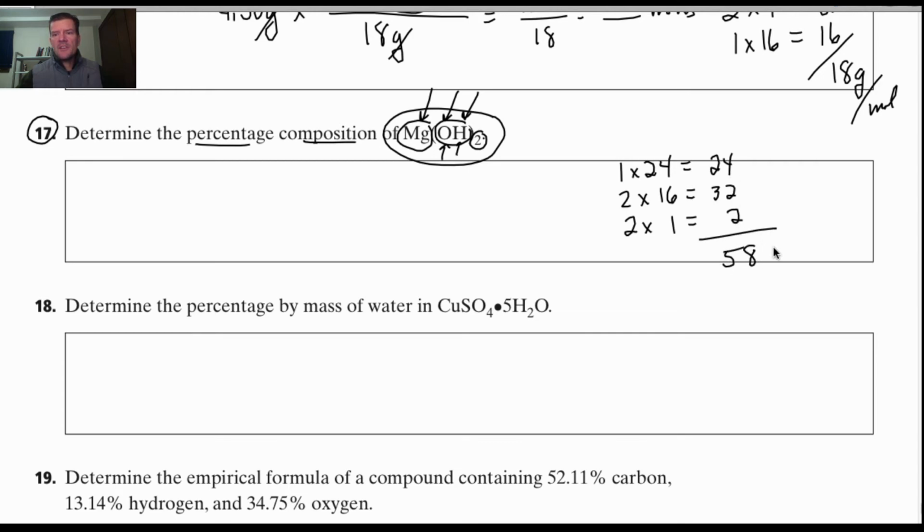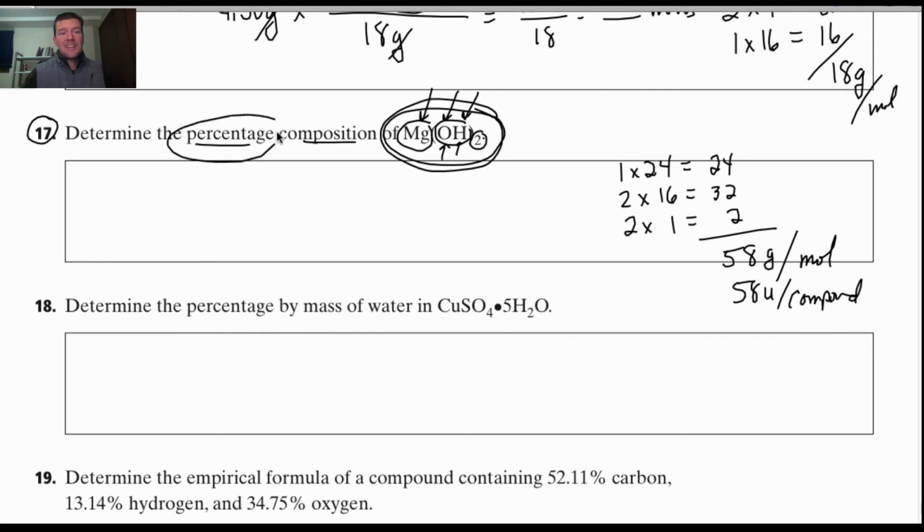and I'm going to get 58 grams, and that is per mole of this compound. Okay, that's the total molar mass. Or if you want to say formula mass, it would be 58 AMUs, okay, per compound, for one of those units there. Now, I want the percent composition. So that means of this 58, how much is magnesium? Well, I'm just going to take these individual numbers for each of the elements and divide them by 58.